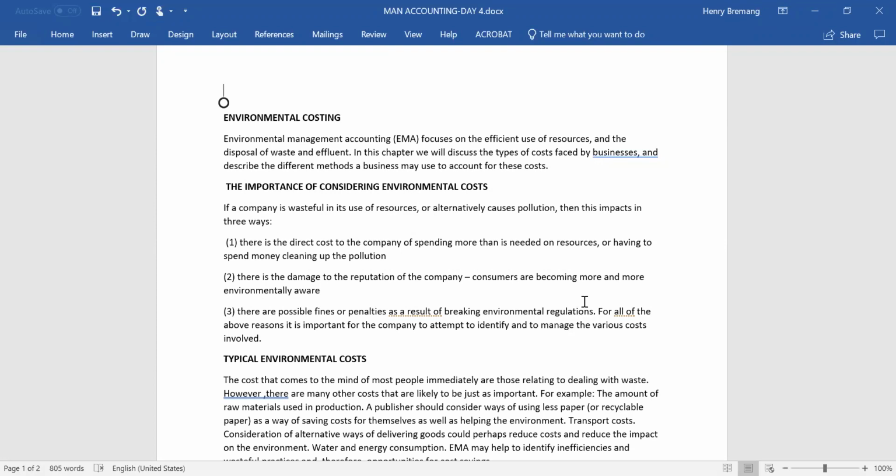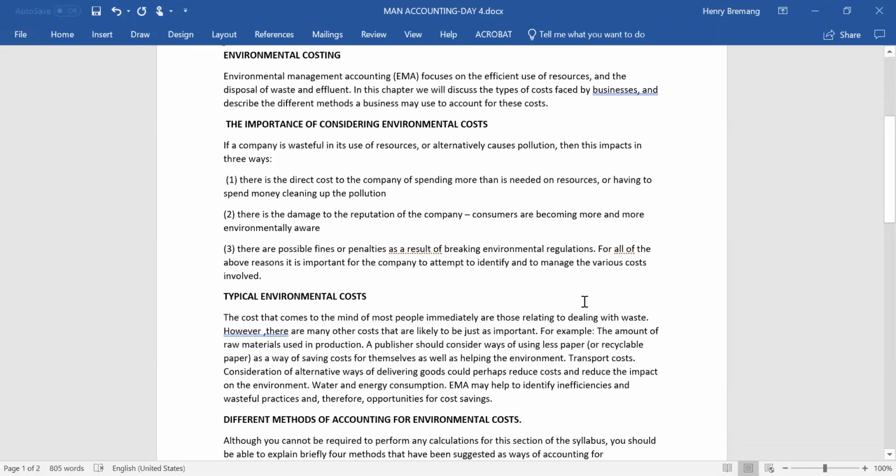The second one is damage to the reputation of the company, as consumers are becoming more and more environmentally aware. We are saying that it's important for us to look at environmental costing because of the reputation that the company wants to obtain. Some companies want to be seen as corporate citizens. They want to be seen to be part of the environment, and hence they do not want to damage it. And because some customers look at environmentally friendly products before they even engage with services, it is now forcing a lot of businesses to be environmentally friendly.